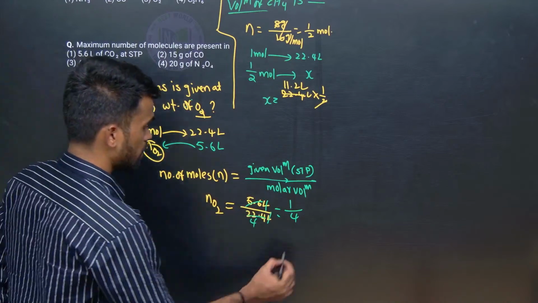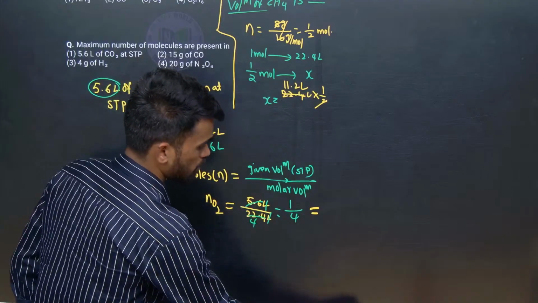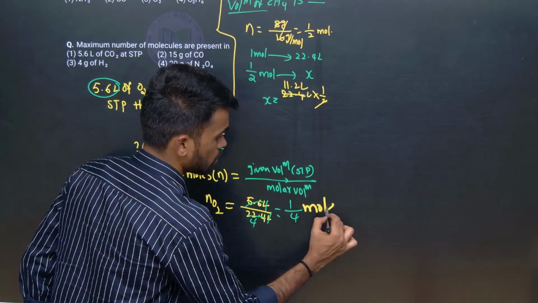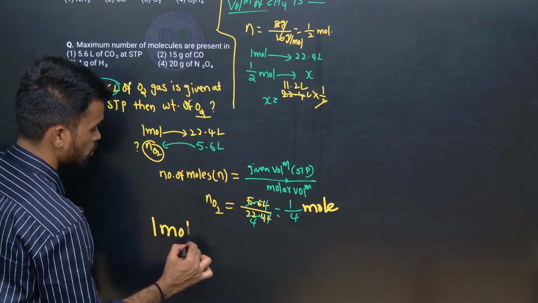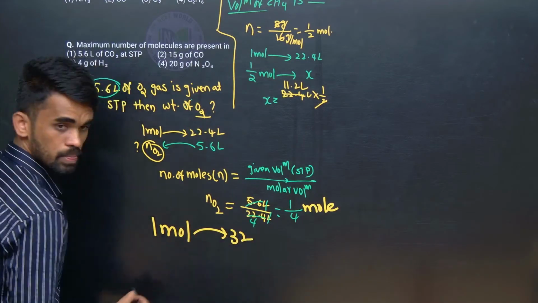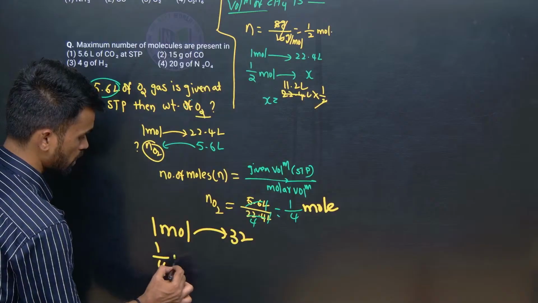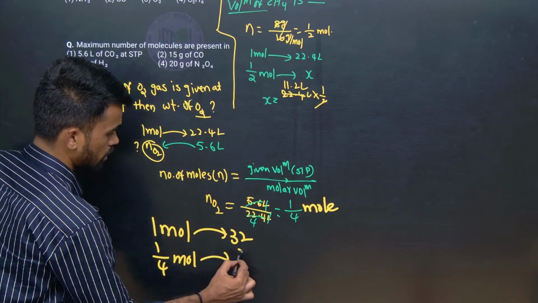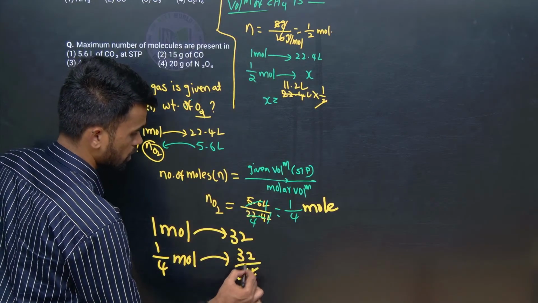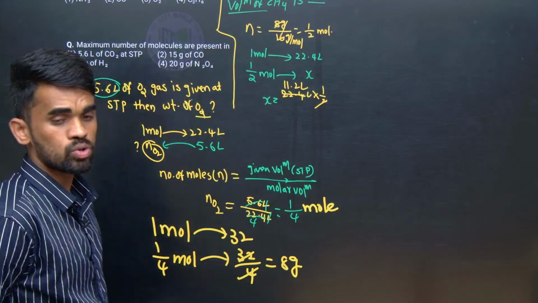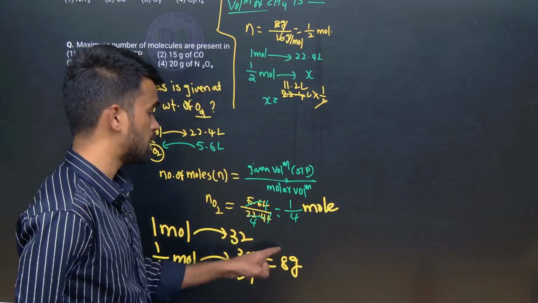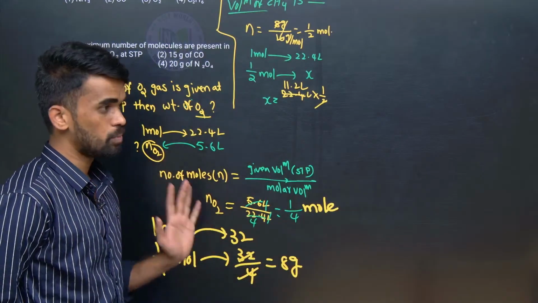So here we are getting 1 by 4 mole. 1 mole of O2 means 32 grams, so 1 by 4 mole means 32 by 4, which is 8 grams. So 5.6 liters of O2 at STP will have how much weight? 8 grams. Hope it is clear?